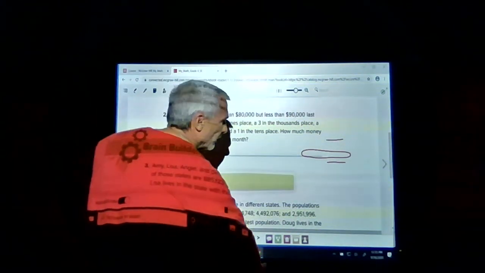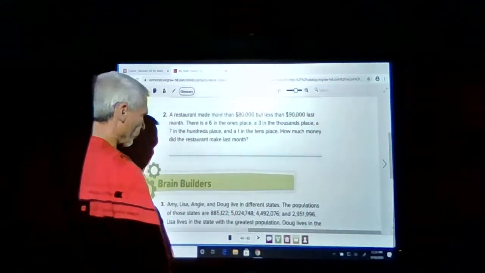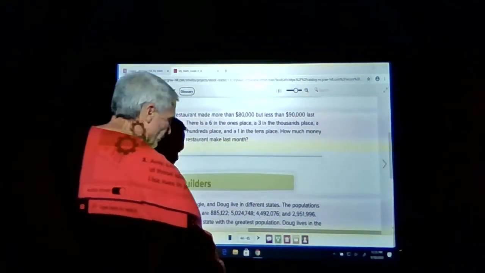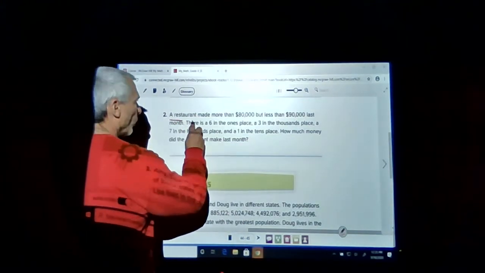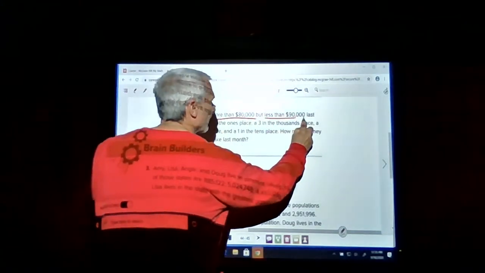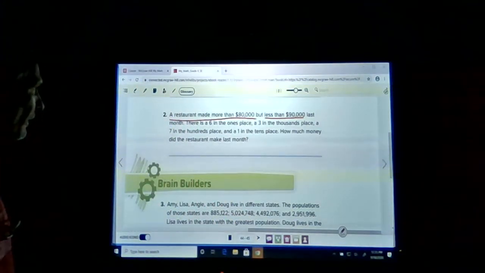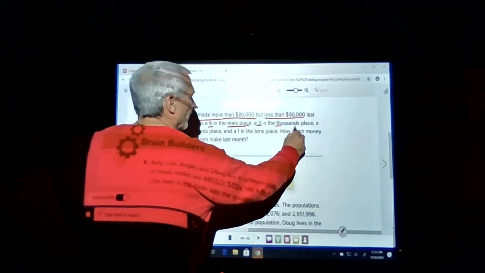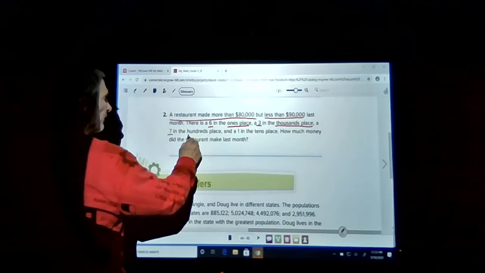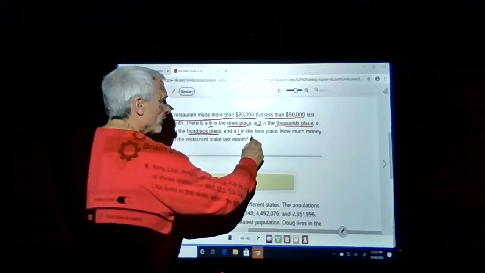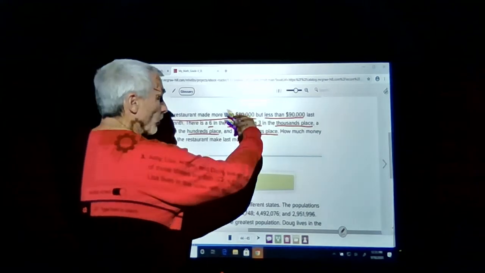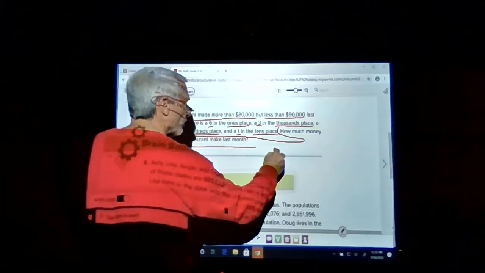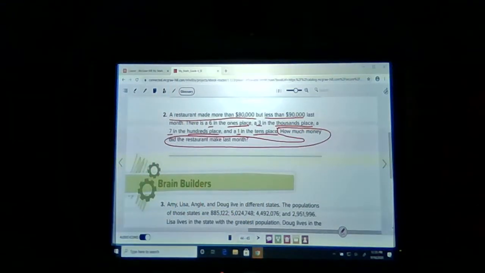Takes a little more time, but there's only a few of these problems, so take your time. A restaurant made more than 80,000, more than 80, less than 90. That's what we know last month. There is a 6 in the ones place, a 3 in the thousands place, a 7 in the hundreds place, a 1 in the tens place. That's what we know. How much did the restaurant make last month?